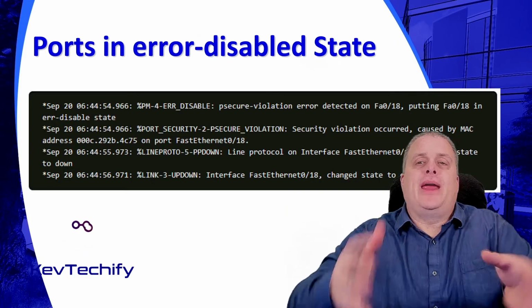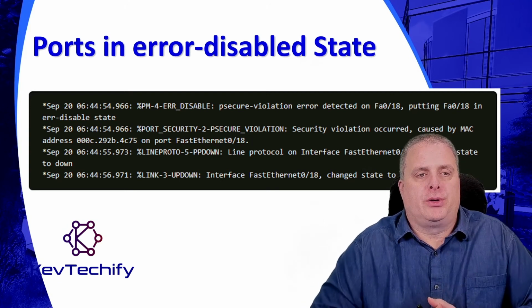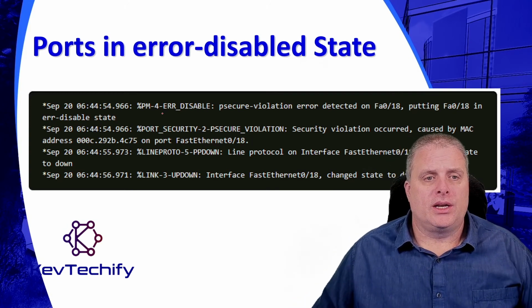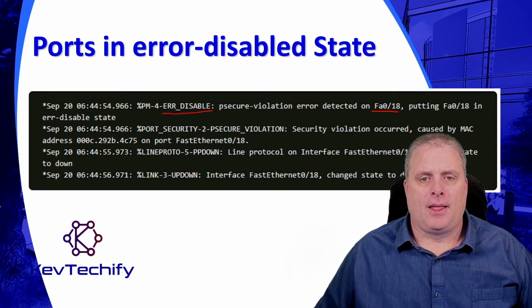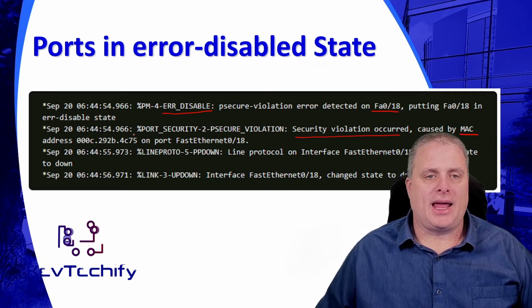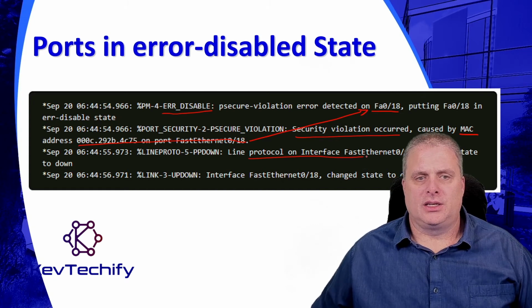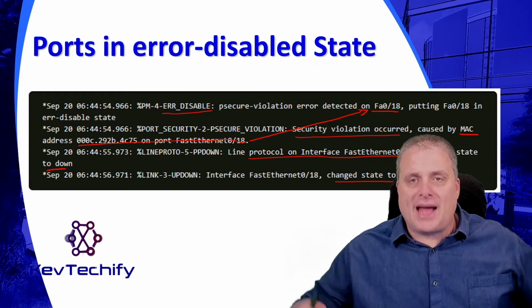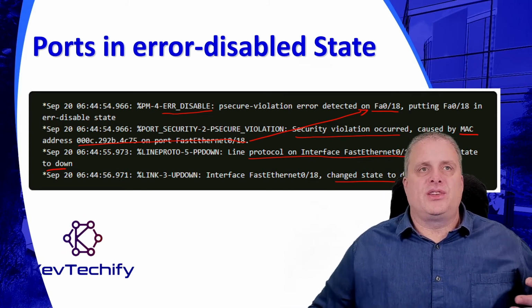When a port goes into err-disabled mode, you get a number of system messages output to your screen. Here we can see we get an err-disabled message, and it's telling us what port it's putting it on. Then we can look up here. It was a security violation. It was caused by the MAC address here on our port, same port as here. Now the interface changes to down and down. We're not sending information anymore. We're not able to connect other devices. It is just shut down.